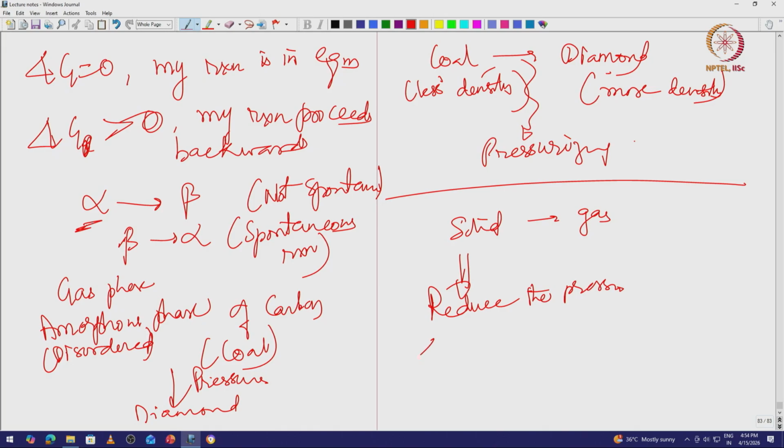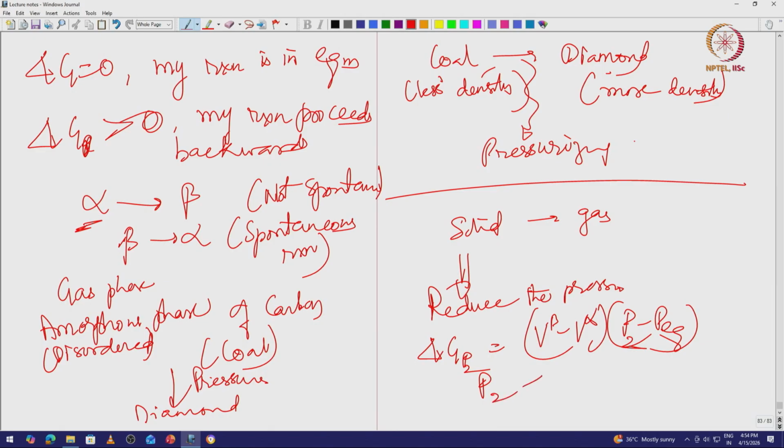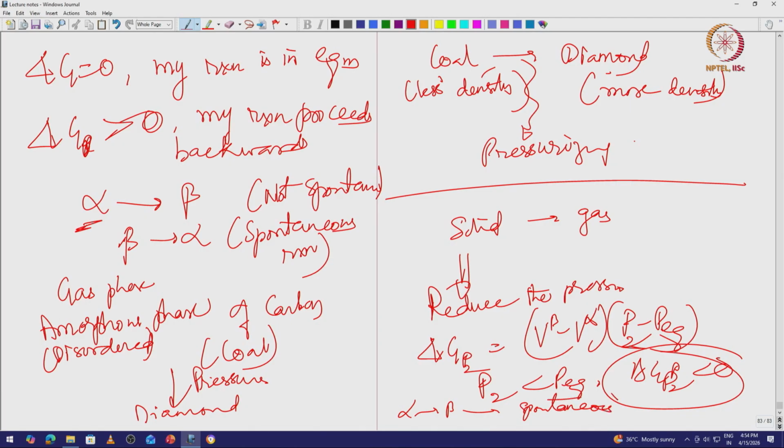Then if I reduce the pressure, delta Gp now is equal to V beta minus V alpha times P minus P equilibrium. But if this P now, or P2 is less than P equilibrium, then delta Gp2 is negative, and what I have is the alpha to beta reaction is spontaneous. I will spontaneously, just by reducing pressure, I will spontaneously form a gas, okay, or form a vapor. Okay.